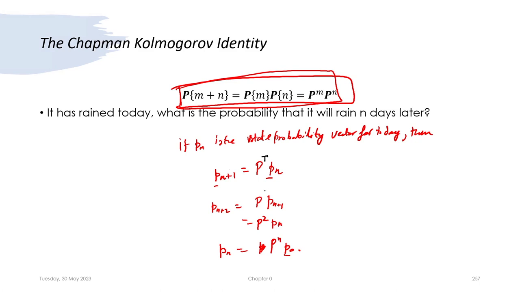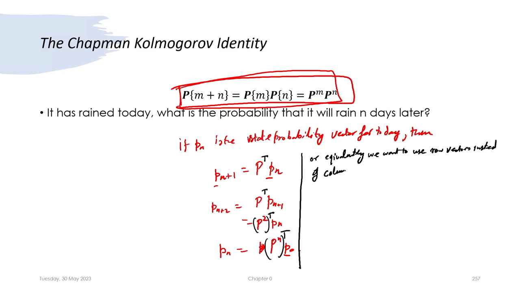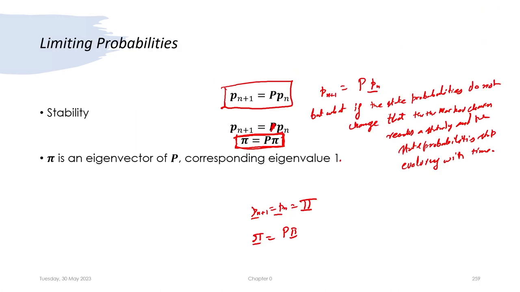So, this is what was missing yesterday: P square transpose, again transpose. So, this transposition was missing, or equivalently, we want to use row vectors instead of column vectors. So, P n plus 1 equals P n times P. This is an operation on the row space, P n plus 2 equals P n times P square. So, you can view it like this. The transposition was the issue, and because of that we were not getting proper results.